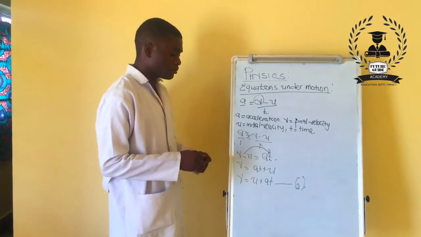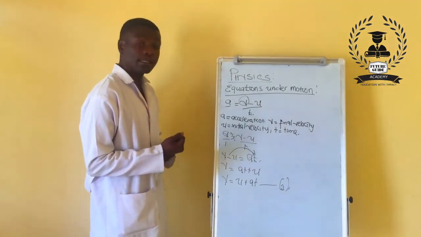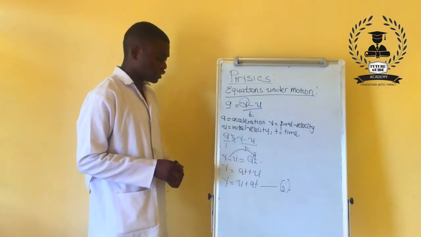v is equal to u plus at. That is the first equation.